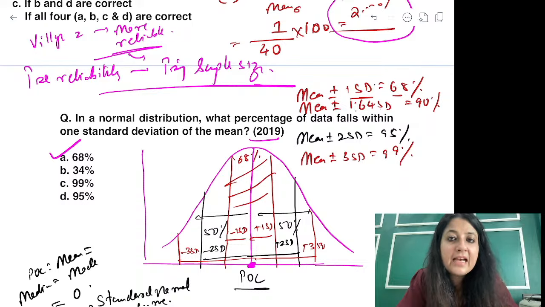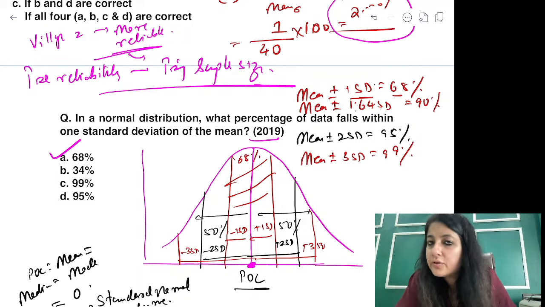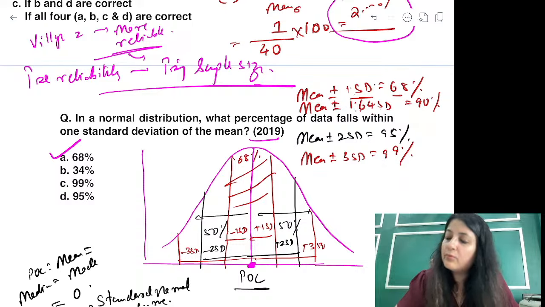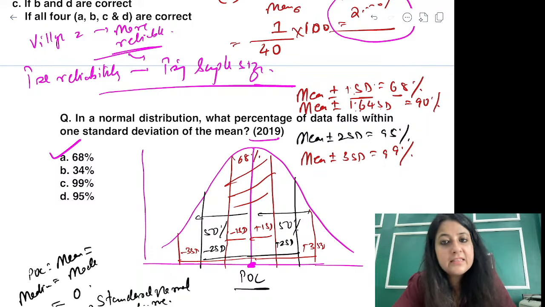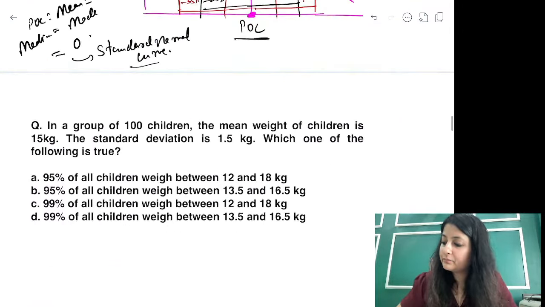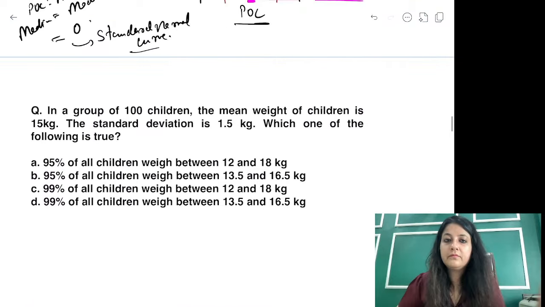If in the exam they ask you that 78% of observations will lie within what? So you should know that it will be within 1 and 1.64 SD. ठीक है. So accordingly you will have to mark your answer. Clear? Alright, do this one. Just an application of the formula.